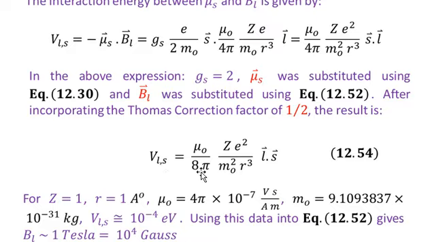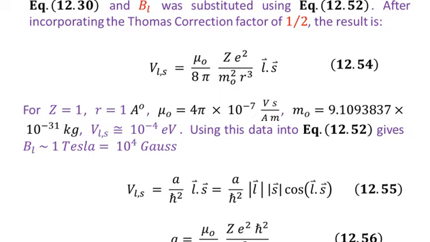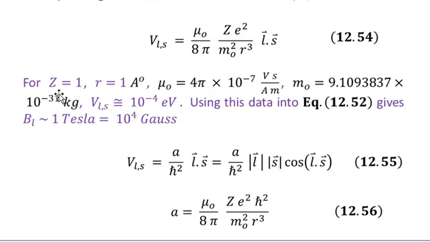So you can see that this differs from the previous by a factor of 1/2: mu naught over 8 pi into z square over m naught square into r cube, and then we have L dot s. You can write this as L dot s or s dot L. For z equal to 1, that is for the hydrogen case, the radius is 1 angstrom. Mu naught is equal to 4 pi into 10 to the power minus 7 volt second per ampere meter. M naught is equal to 9.1093837 into 10 to the power minus 31 kilogram, the mass of the electron. If you substitute these quantities, you will find that VLS has a value of 10 to the power minus 4 electron volt. Using this data in equation number 52 will give you the value of Bl of the order of 1 Tesla, which is equal to 10 to the power 4 Gauss.